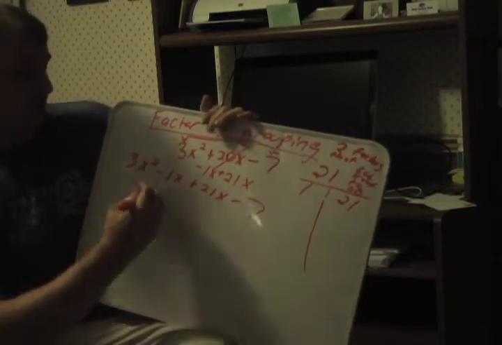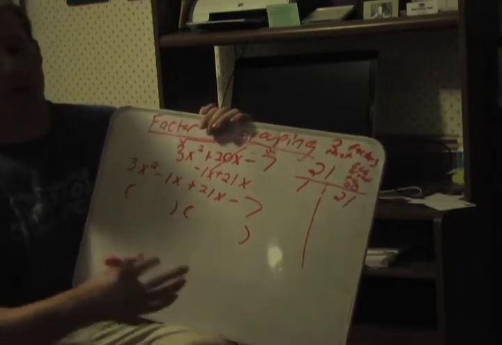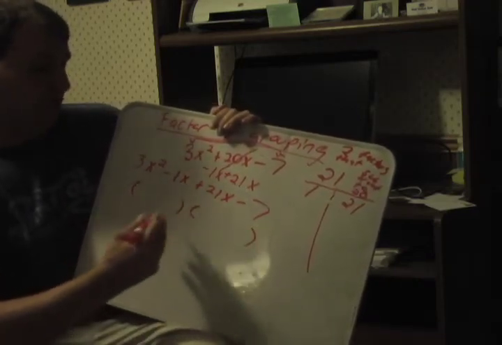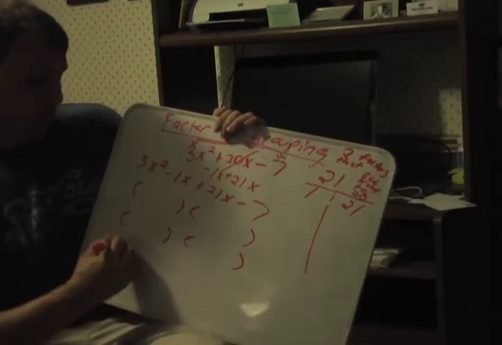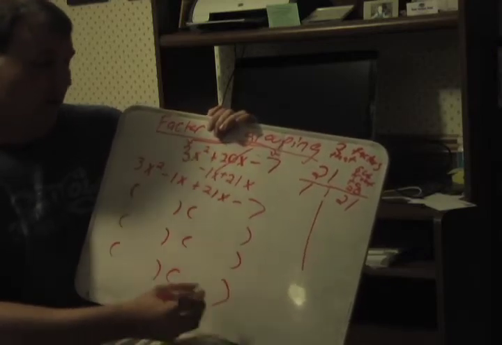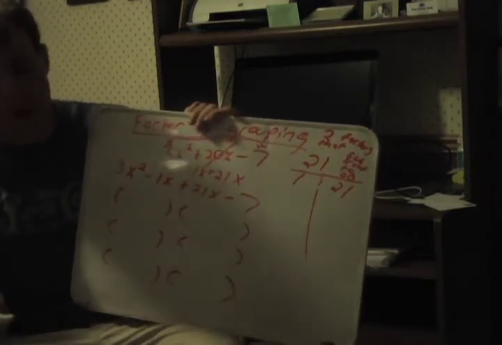Now what you want to do is set up a grouping of 3 parentheses, or sorry, that didn't make any sense. 2 parentheses there, 2 more parentheses right below it, and then 2 more parentheses down here. I said grouping of 3 because there's going to be 3 lines of double parentheses right there.